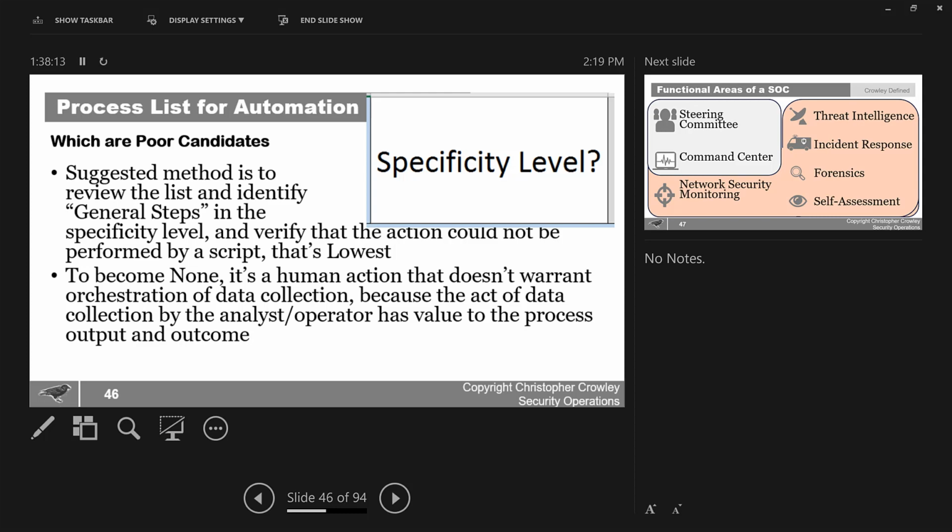And for the nones, in order to qualify for the very lowest ranking, right? For the nones, I'd say it's a human action that doesn't warrant orchestration because specifically the act of collecting the data or doing whatever the action is actually has value for the analyst in learning about it. So as an example, you have a host that you've never performed investigation on previously. Are you going to just take your automated script and drop it on there and run it?